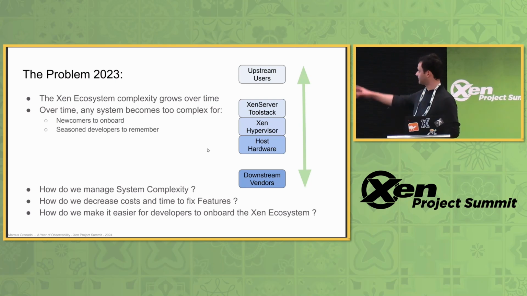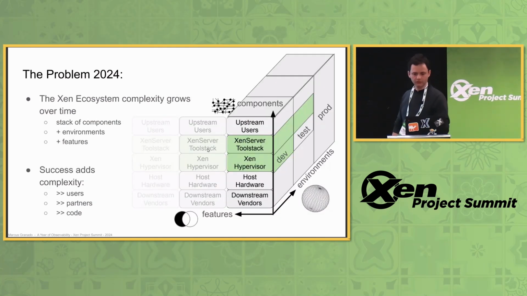And this helps handle complexity, and if we apply the same thing to all the components of the Xen ecosystem, this is going to help everybody. So how does that compare with the current problem that we have here? We have evolved a little bit. Right now, we still have this stack of different components here.